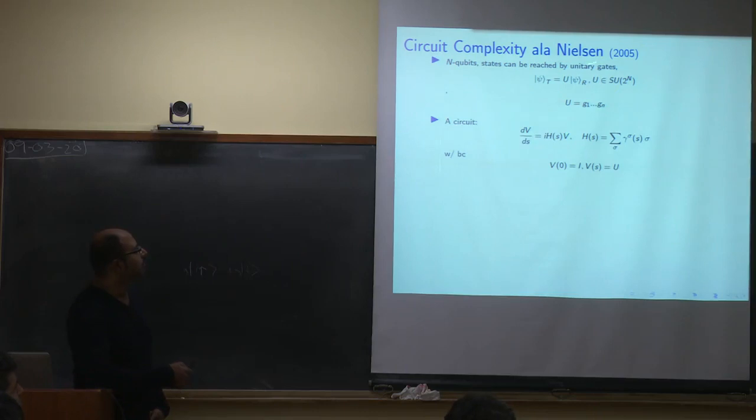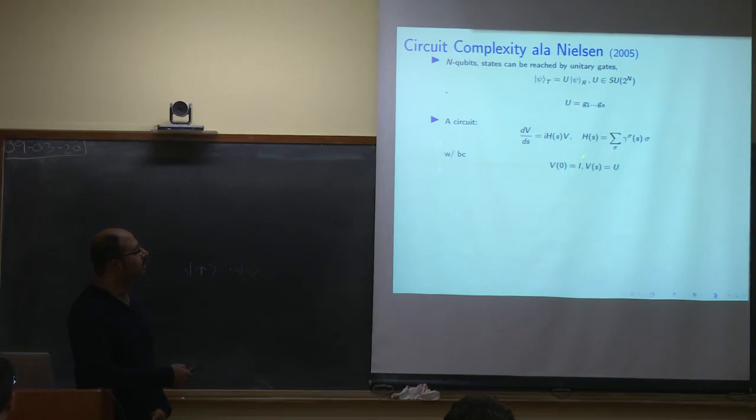So I'll use Nielsen's idea in which he converts this problem into a geometric problem. You can represent the states and these operators U in some kind of a manifold, group manifold. And then you can write down an evolution equation for this gate, series of gates. You can write down an evolution equation which is given by this. This is the evolution, the control Hamiltonian, which we evolve from initial state to final state.